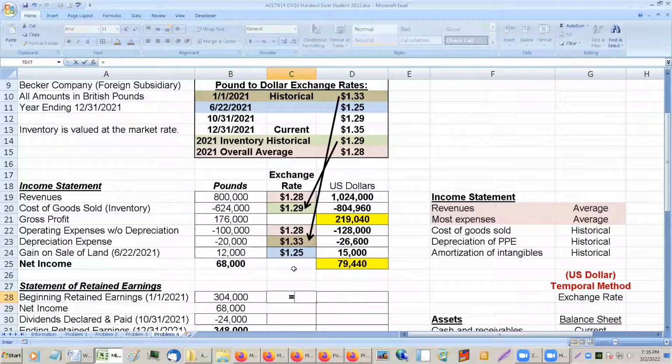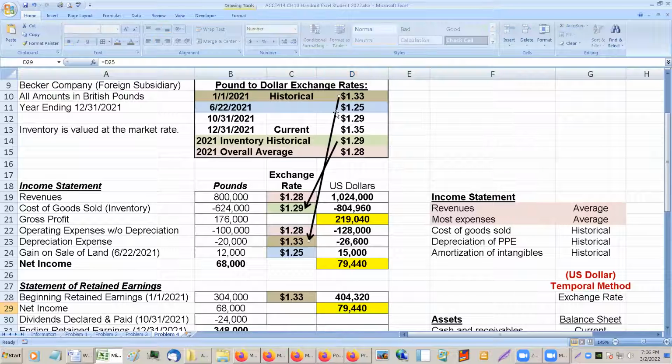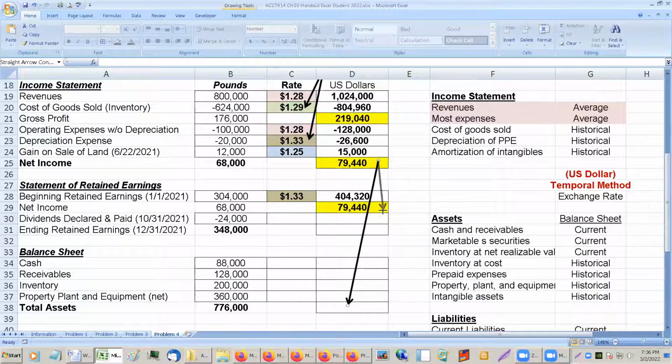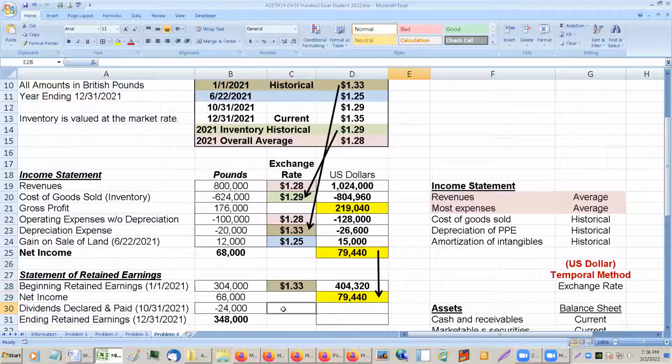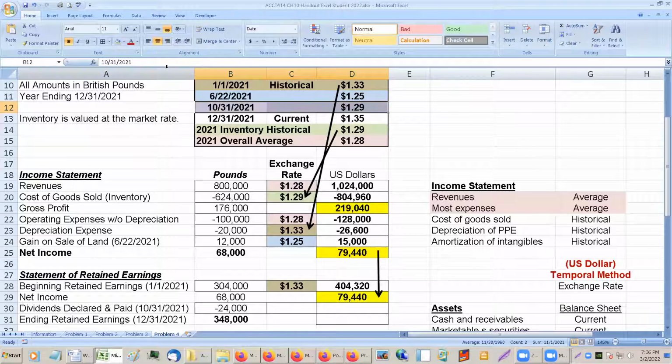What am I doing? Not even putting numbers in now. That income will be from up here. Dividends, 1031. Hey, I already used that color. Next one. Okay.